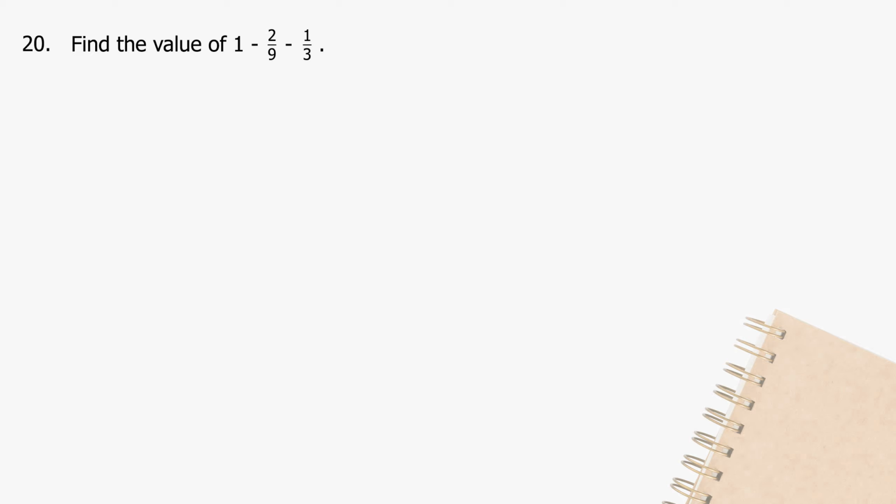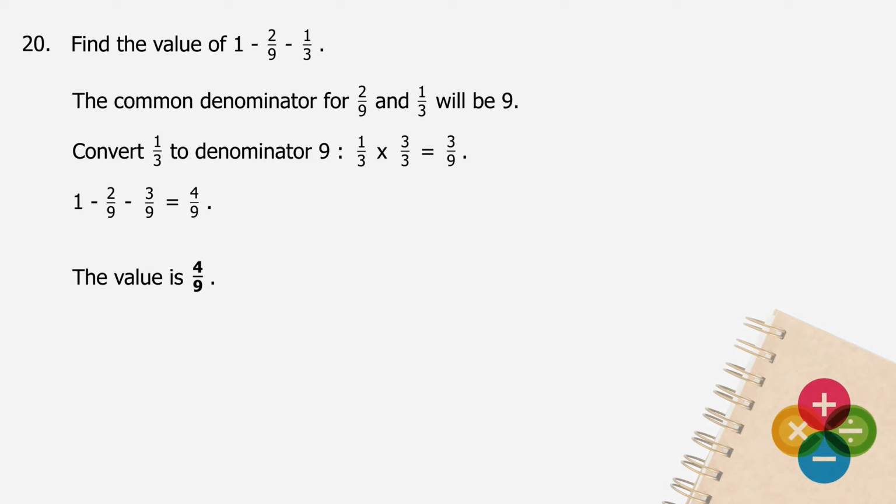Question 20. Find the value of 1 minus 2/9 minus 1/3. The common denominator for 2/9 and 1/3 will be 9. Convert 1/3 to denominator 9 will be, multiply 1/3 by 3, and the product is 3/9. The value will be, subtract 2/9 and then 3/9 from 1, and the difference is 4/9. The answer is 4/9.